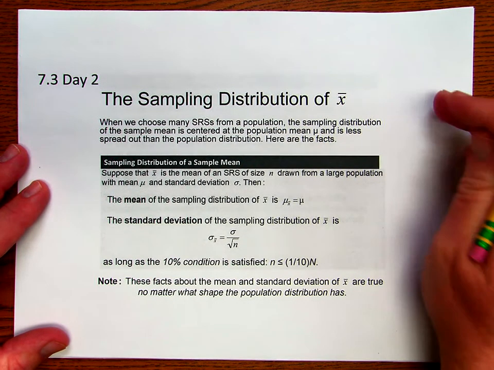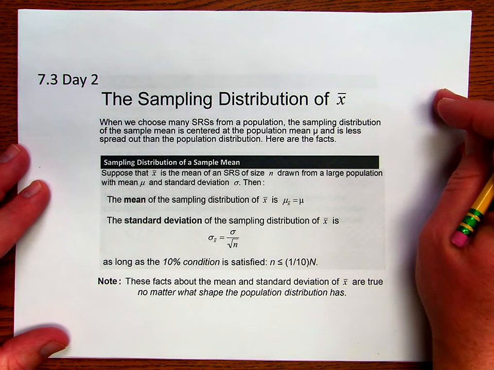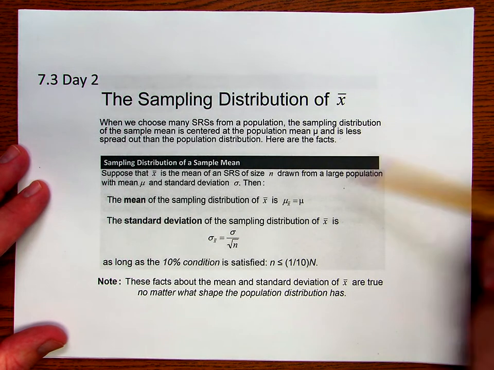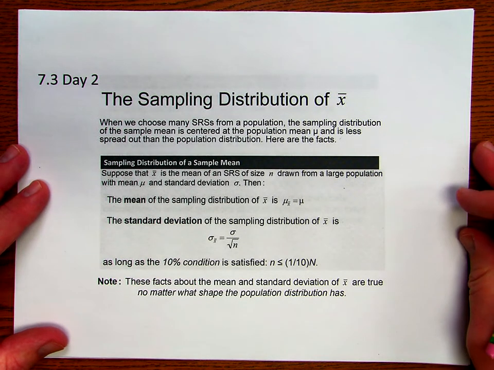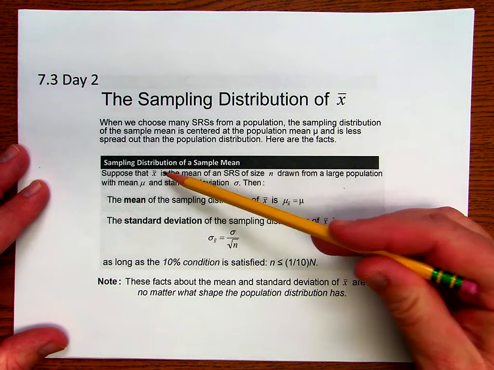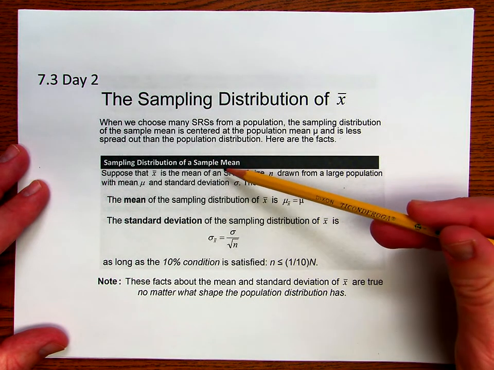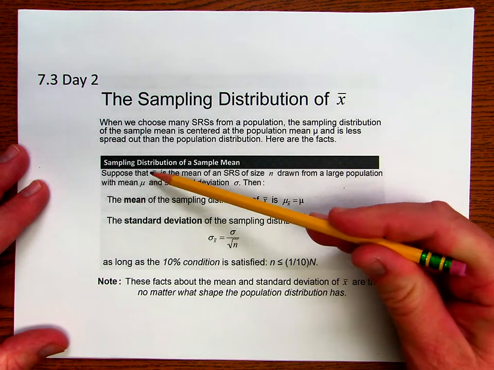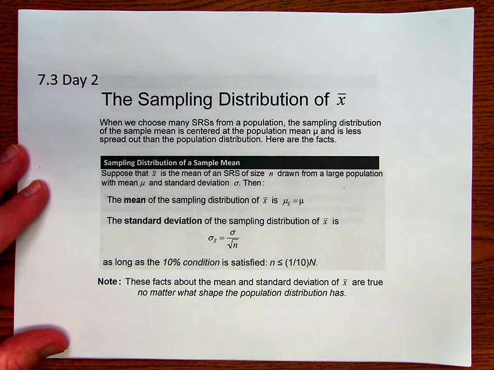And so when we choose many simple random samples from a population, the sampling distribution of the sample mean is centered at the population mean mu and is less spread out than the population distribution. Specifically, here are the facts. Suppose that x bar, which is the sample mean, is the mean of an SRS of size little n, drawn from a large population with mean mu and standard deviation sigma.